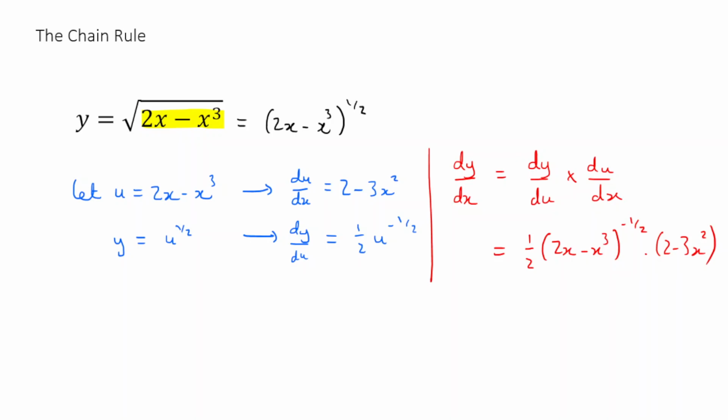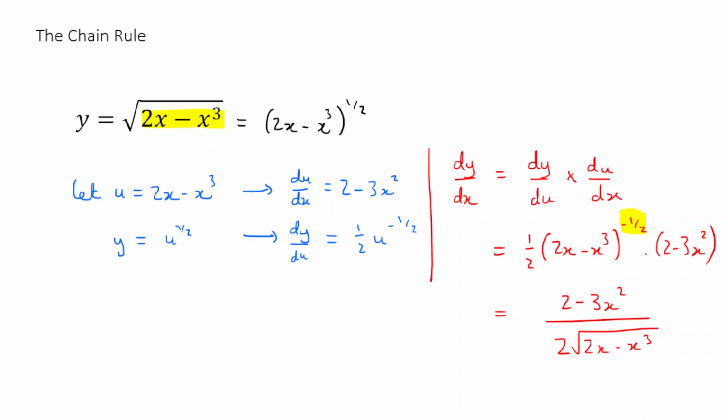So we put all those things together. What are we going to get there? We're going to get 2 minus 3x squared on the top over 2 square root of (2x minus x cubed), right? That's what the power of the negative a half there is doing. It's square rooting what's inside the bracket and it's making it into a fraction.